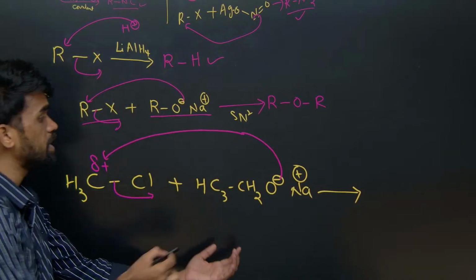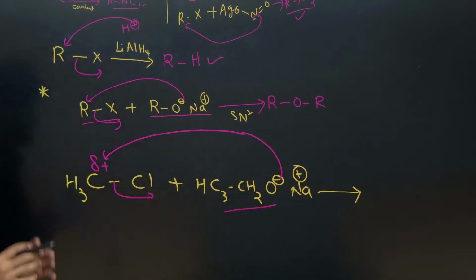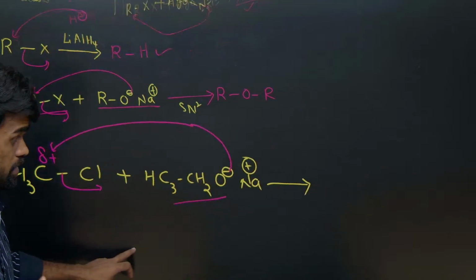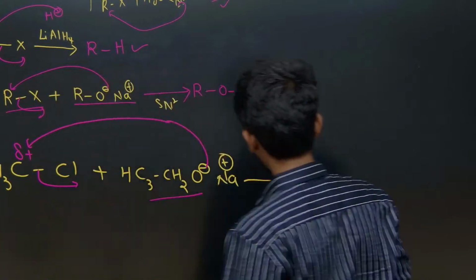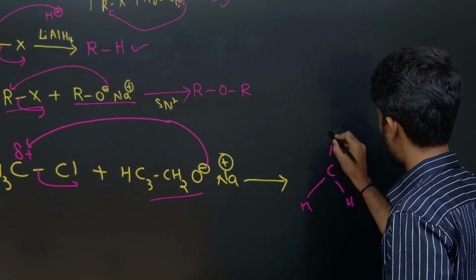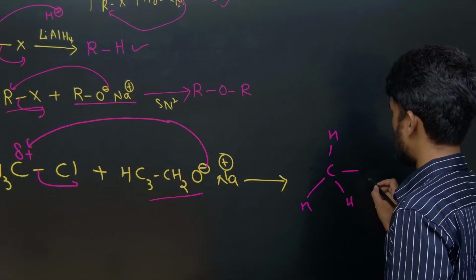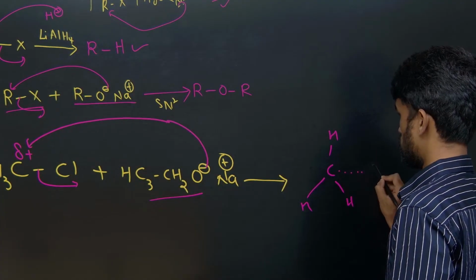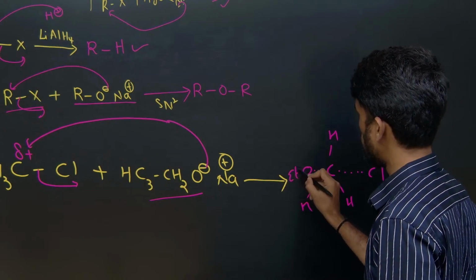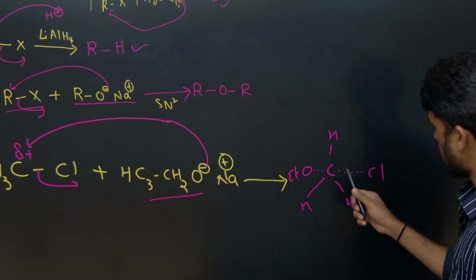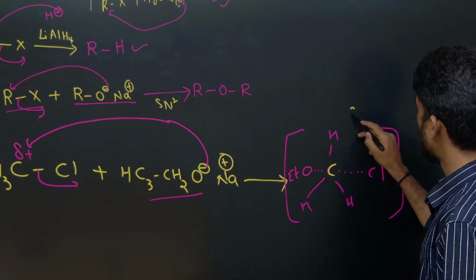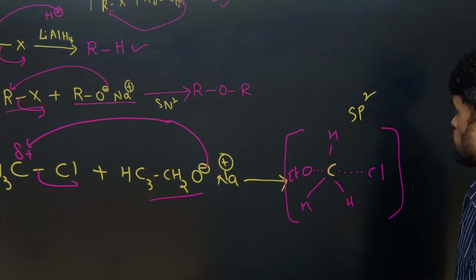So I can say this is the incoming nucleophile. This takes place simultaneously in the SN2 reaction mechanism, and they will form a transition state like this, with chlorine and OEt, which means the ethoxide ion. Here the hybridization of the central carbon is sp2. What is that? sp2 hybridized.